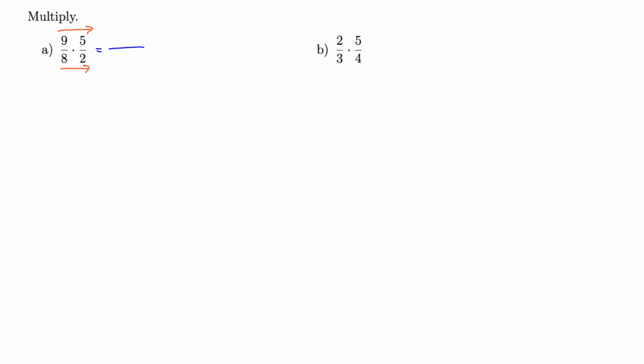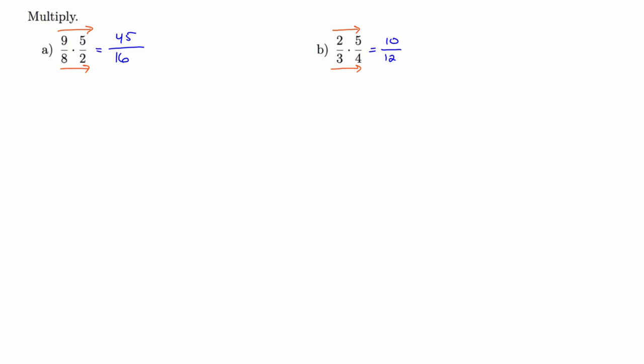So to multiply the fractions 9/8 times 5/2, I simply multiply 9 times 5 up in the numerator, which is 45, and 8 times 2 in the denominator, which is 16. In the second part, 2/3 times 5/4, again it is a multiplication problem, so we multiply the fractions straight across the top, straight across the bottom. In the numerator, 2 times 5 is 10. In the denominator, 3 times 4 is 12.